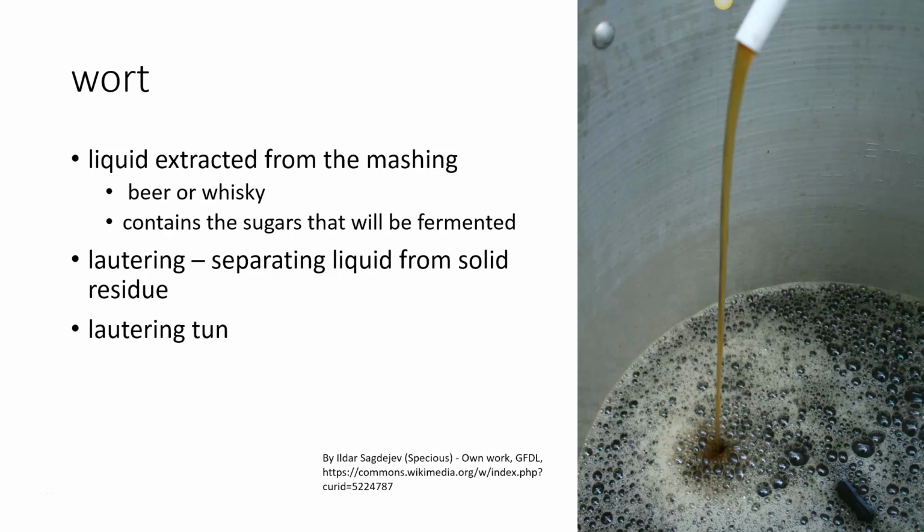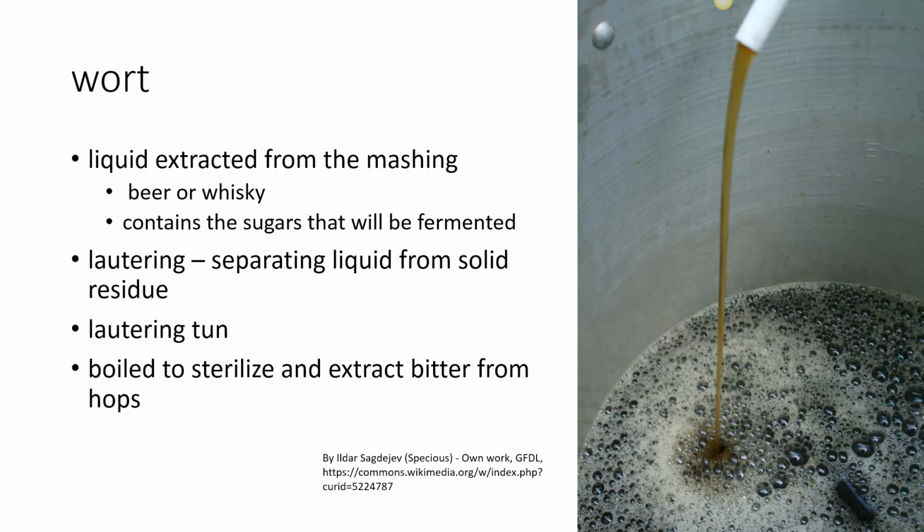It's done in a lautering tun, which is going to be the recipient where you're going to do the separation at. Afterwards, it is boiled to sterilize the material. At this point, they often put in the hops. The hops is going to give a bitter taste to it. The extraction during the sterilization is going to extract the bitter from the hops.